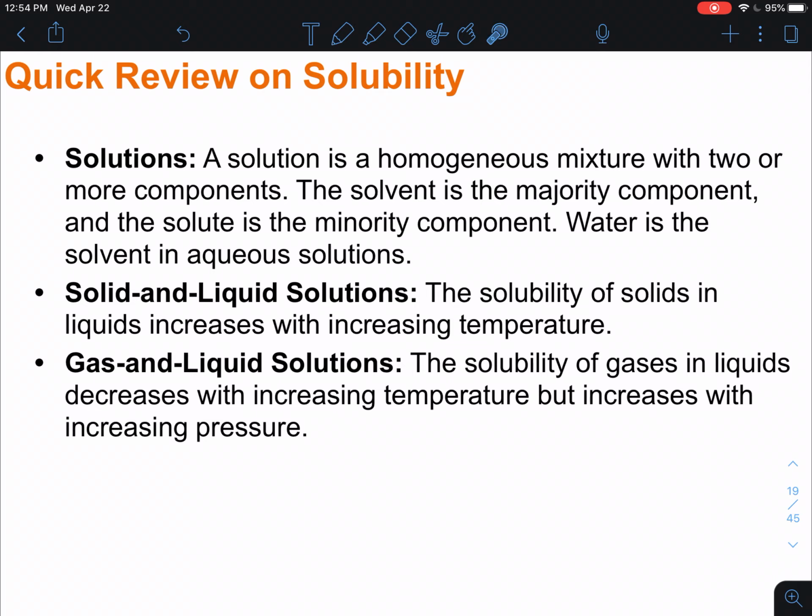So, quick review on solubility, what we just learned. A solution is a homogeneous mixture with two or more components. The solvent is the majority component and the solute is the minority component. Water is the solvent in aqueous solutions. The solubility of solids in liquids increases with increasing temperature, and the solubility of gases in liquids decreases with increasing temperature, but increases with increasing pressure.